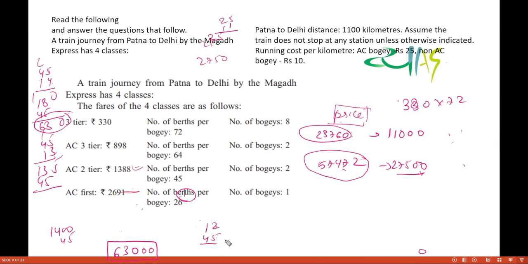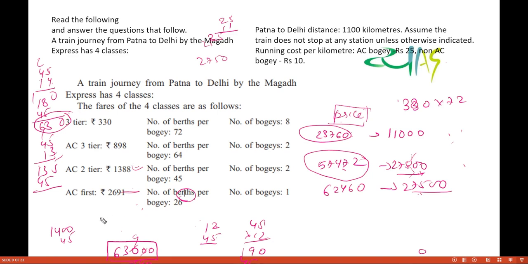Okay, so what will I get? So 45 into 12 I'll do. So this will become 540. So just subtract 540 from this. Okay, so what you are getting is 62460. And how much you are spending? 27500, because the same cost is there.